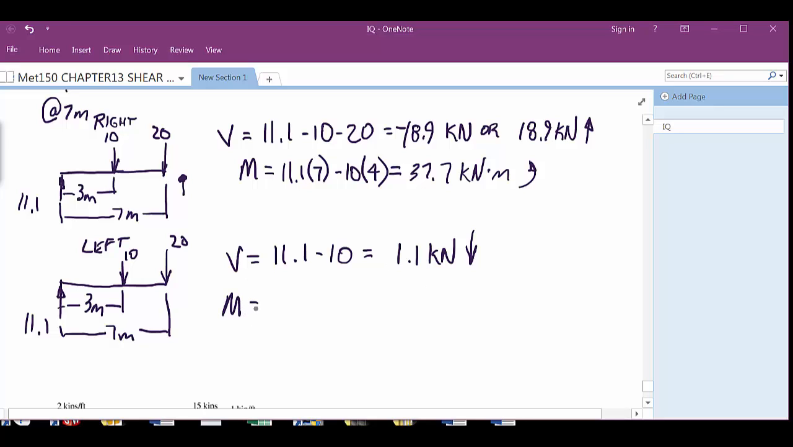Now the moment, well, let's see, we've got 11.1 going up, still 7 meters, minus 10 at 4 meters, still 37.7 kilonewton meters. So when we look at it on the left and the right, the only thing that's different is shear. Looking back at the shear, 20 is included in the calculation. And the only thing that's affected there is the shear. But yeah, the bending moment's the same.